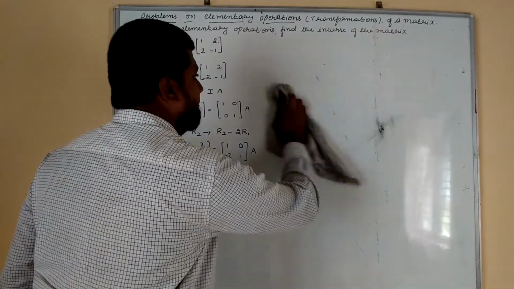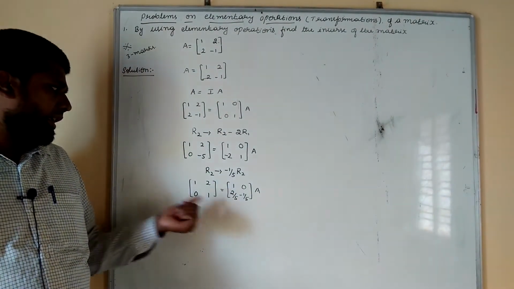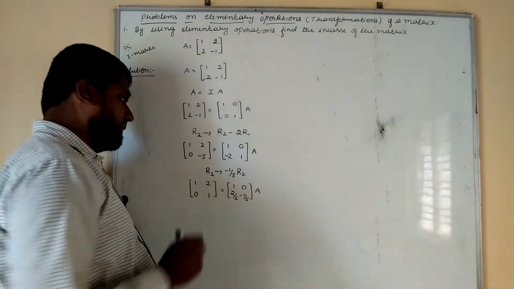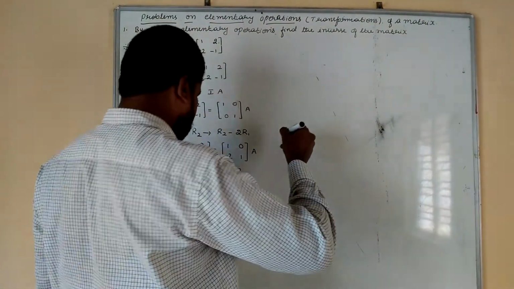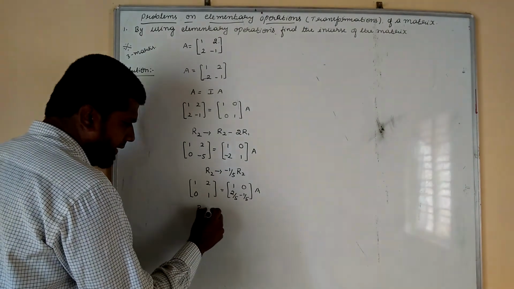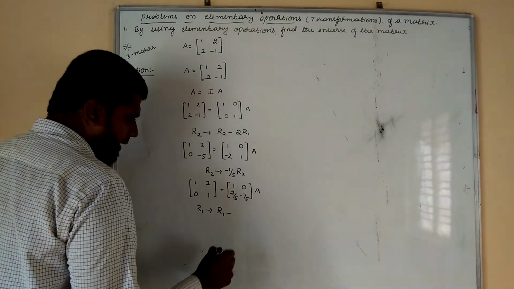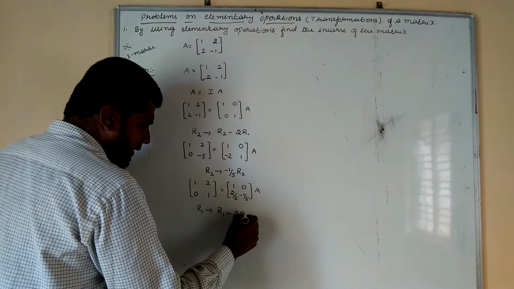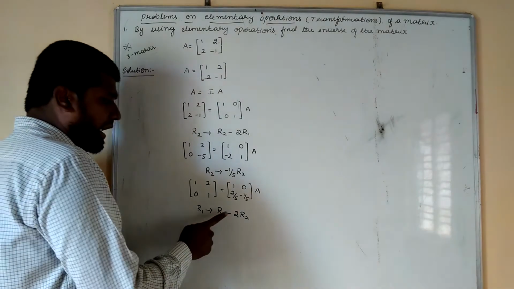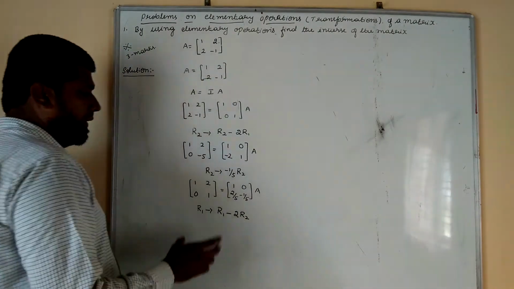Let us continue the problem here. So we got the second row 0 and 1. Now our aim is to make the first row 1 0. So let us change here. R1 is changed to R1 minus 2R2. So I have written symbolically here. R1 should be changed. R1 minus 2R2 means R2 should be multiplied with 2. Then what are we getting?